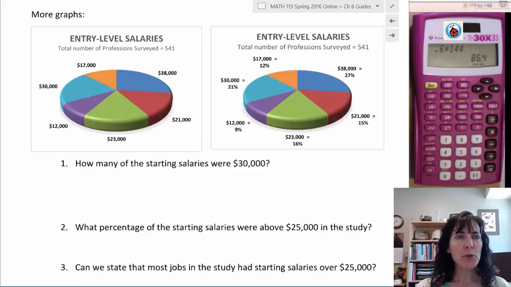Here we have two graphs. They show the same information. So let's take a look and see what makes them the same or different. First, they're both circle graphs.